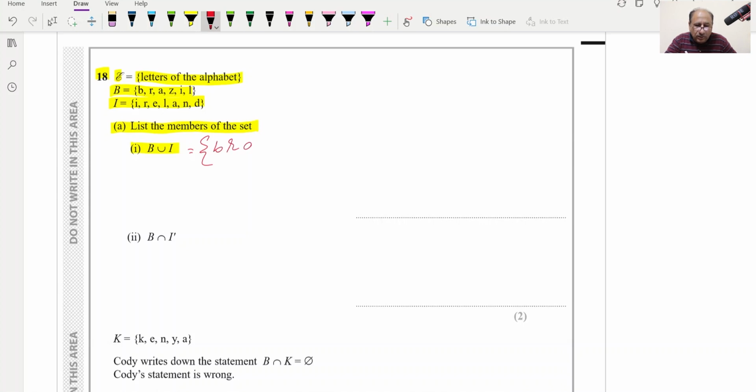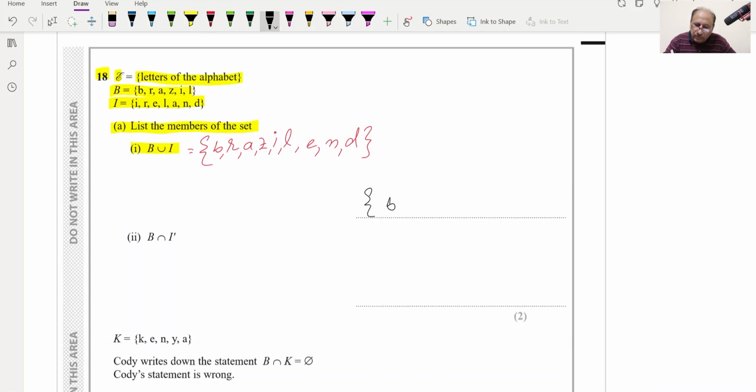So B, R, A, Z, I, L. I have written all members of B, and now we will write members of I excluding those which we have already written. So I we have already written, so we will not repeat that one. R is written, E is not written, so we'll include E. L is written, A is written, N is not written, so we'll include N, and D is also not there, so we'll add this. So this will be 1, 2, 3, 4, 5, 6, 7, 8, 9 members of this set, and we can write the list of members.